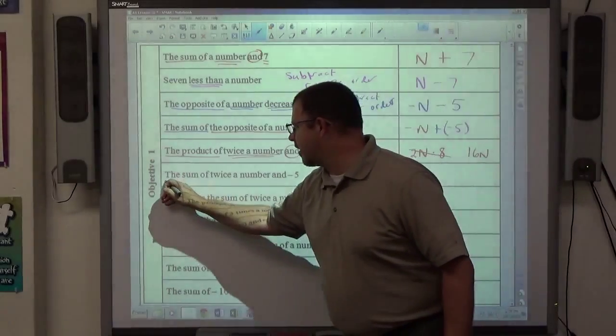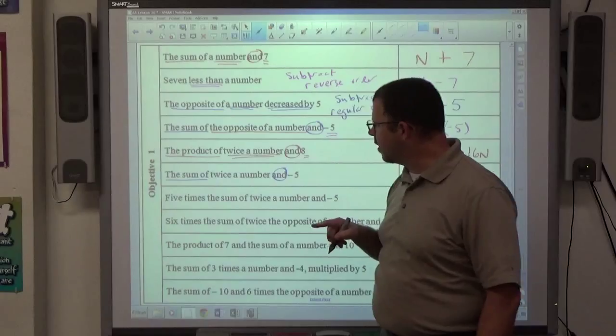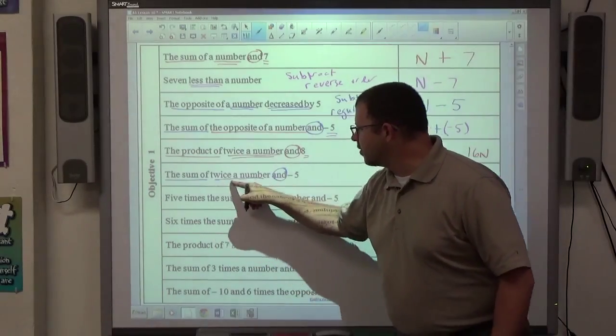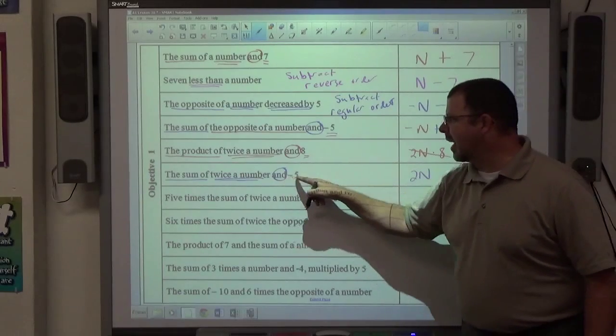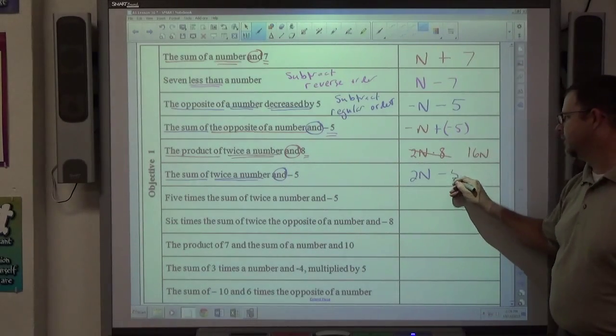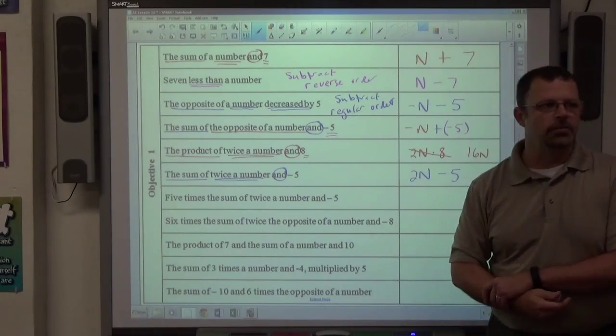Next one, we got sum of again. There's and, right? So that's where the plus sign goes. Twice a number is 2n, 2 times n. And we're going to be adding negative 5. So notice I put 2n minus 5. If I can mentally see plus negative and remember that just means minus, I can write it just like that. If you write 2n plus negative 5, you're not wrong. But just keep that in mind, that if you recognize it for what it is, that's fine.